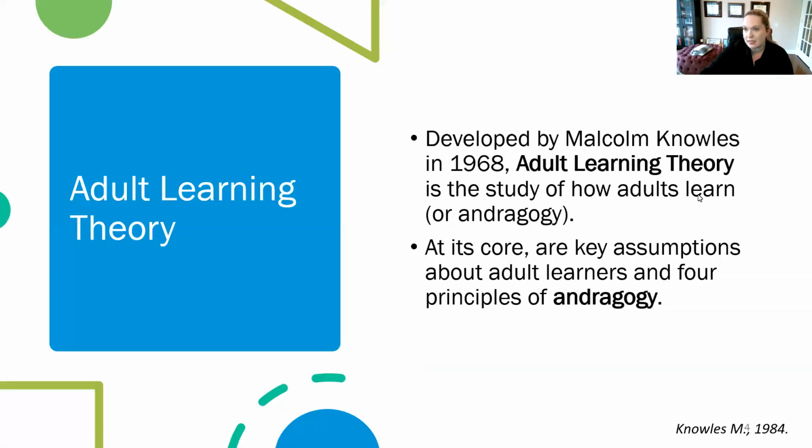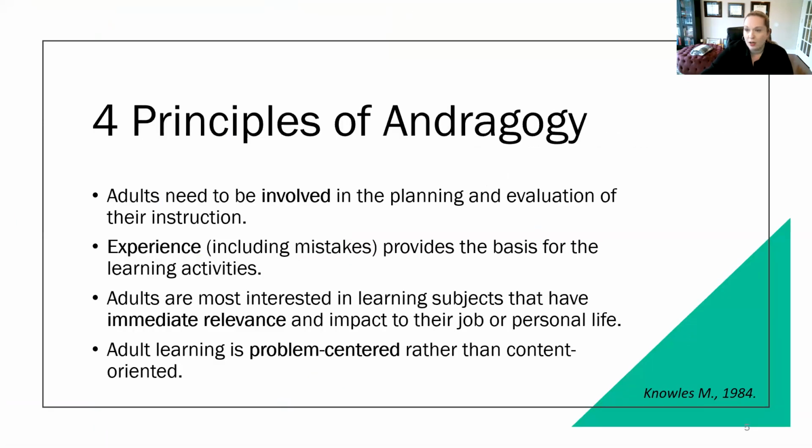So we would be remiss not to mention adult learning theory here. This was developed actually quite a long time ago, 1960s, 1970s, some of the early literature came out, and essentially it's the study of how adults learn. And at its core, there are some key assumptions about adult learners, and there are also 4 core principles, and these are them. That adults need to be involved in the planning and evaluation of their instruction.